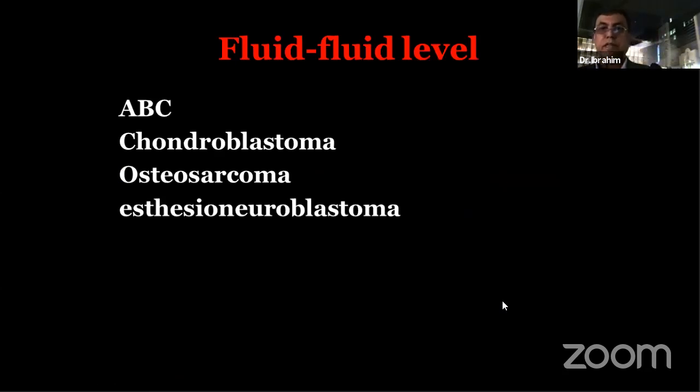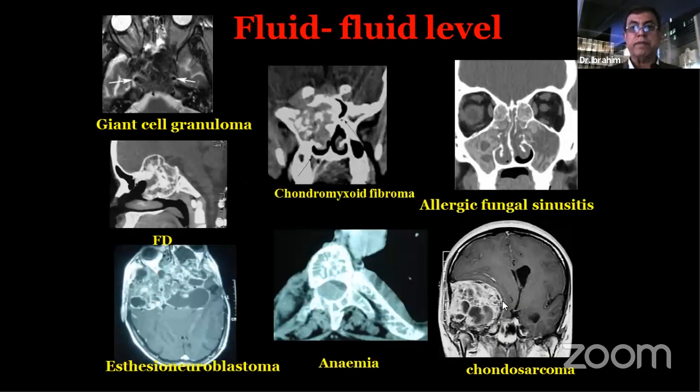This is my point here, the fluid level. People say this is pathognomonic of aneurysmal bone cyst. The answer is a big no. Many other lesions can present with fluid levels, in addition to the ABC, like chondroblastoma, osteosarcoma, and esthesioneuroblastoma. And here you are. Giant cell granuloma, chondromyxoid, fungal infection, fibrous dysplasia, esthesioneuroblastoma, anemia.